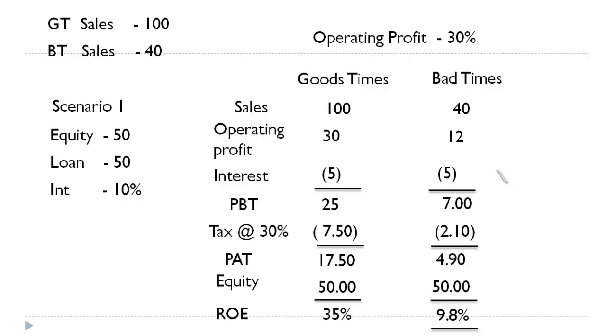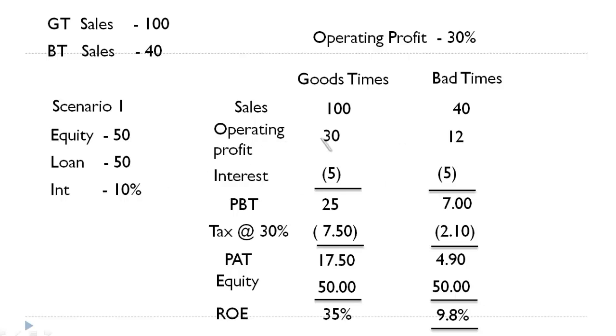So here the return had come down from 35% to 9.8%. So it is close to somewhere like 25% fall. But this fall, I would say, is something manageable, because it was not as drastic as 100%, or it is not negative. This had happened because of the equity, or say the funding structure, which was 50-50%. Now this funding structure, had it been different, it would have created some other effect, and that's what we are going to see in the next slide.